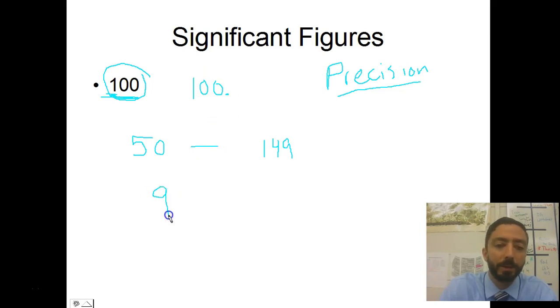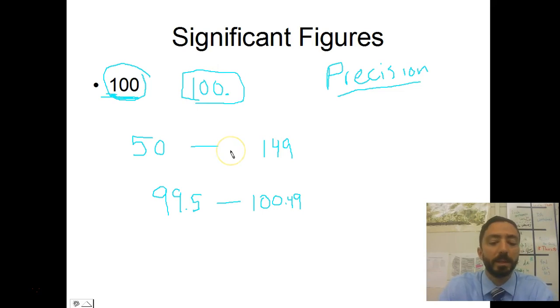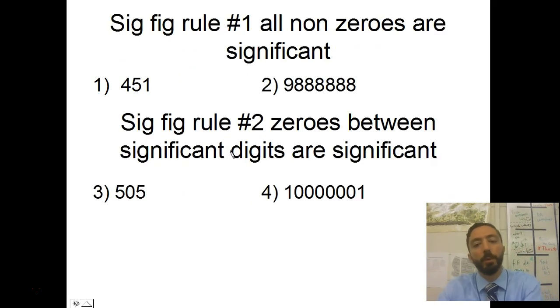The numbers that would round to 100 with the decimal would be 99.5, right? That 5 would tell me to round up, and then we get to our 100, all the way through 100.49. And so my range of digits that would round to 100 with the decimal place is much smaller, and that's significant figures. So there's a couple of rules.